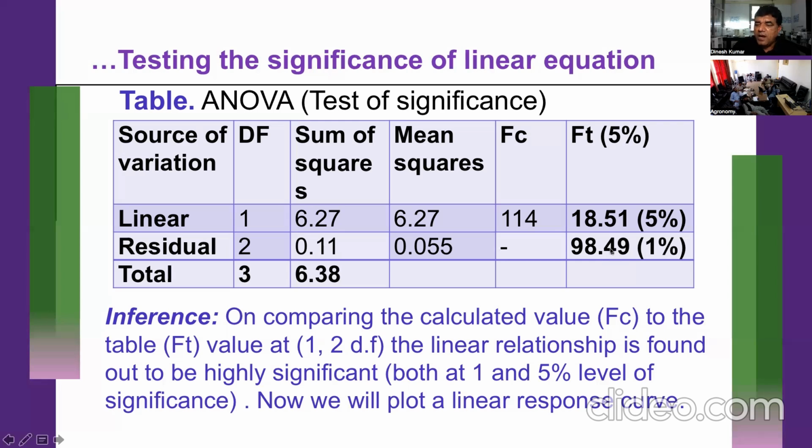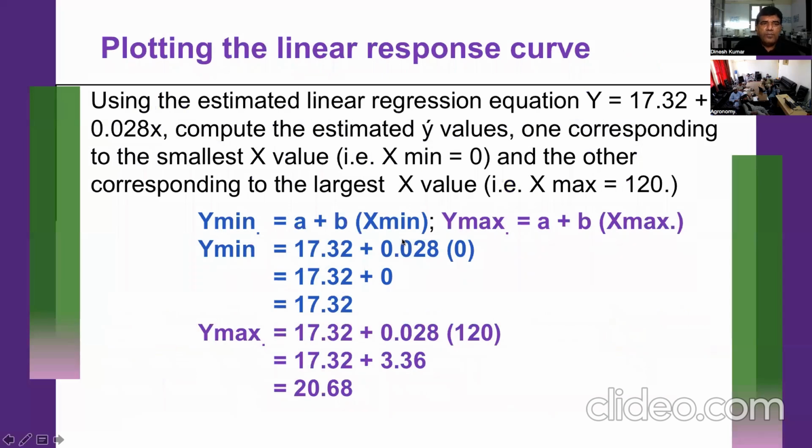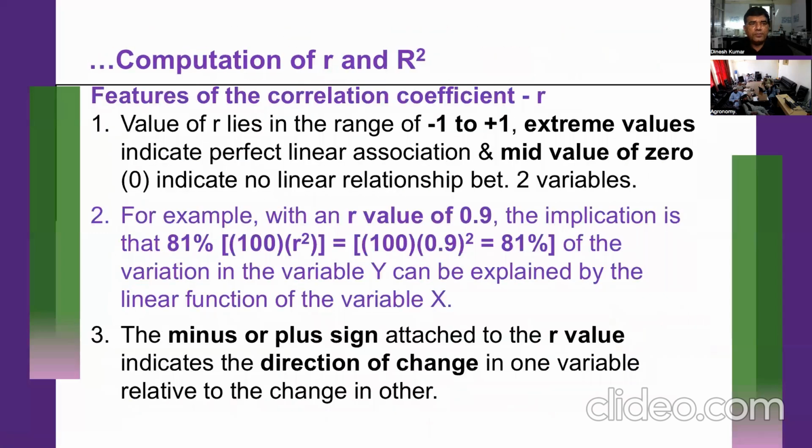It means our results are significant because calculated F is greater than the table value. Therefore, results are significant. It means our equation is a linear equation. It has passed the test of linearity. Now, we would like to see how closely it was a fit. Okay, it is significant, it is linear. Now we want to see how closely it has fitted the data.